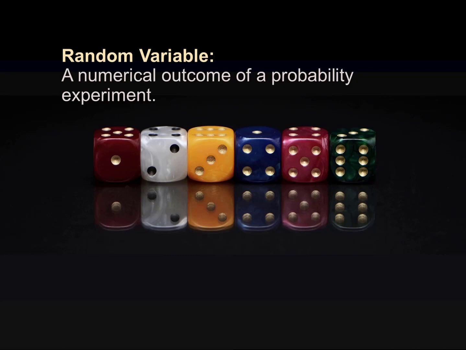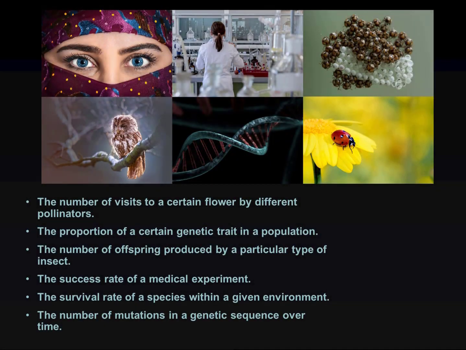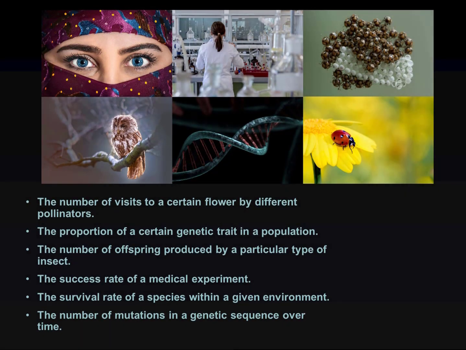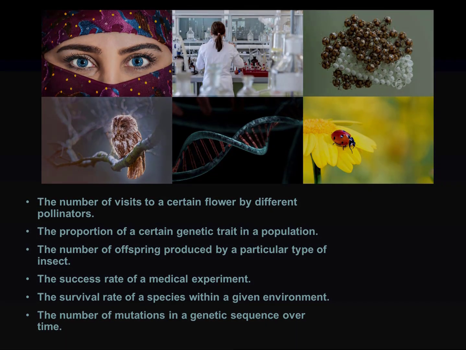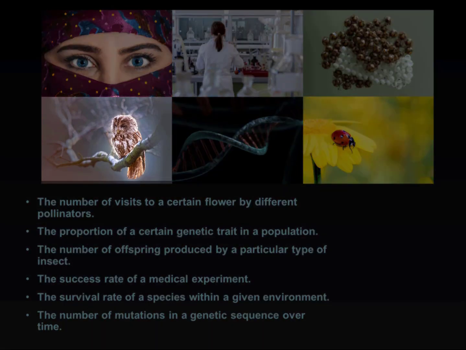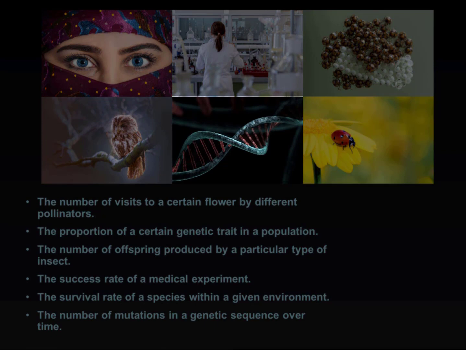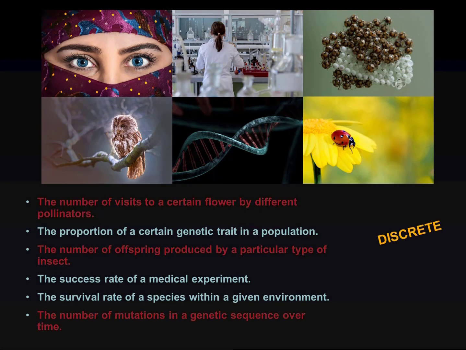However, random variables are all over the place. Examples include the number of visits to a certain flower by different pollinators, the proportion of a certain genetic trait in a population, the number of offspring produced by a particular type of insect, the success rate of a medical experiment, the survival rate of a species within a given environment, the number of mutations in a genetic sequence over time. Some random variables are discrete, that is, the outcomes can be listed or counted.